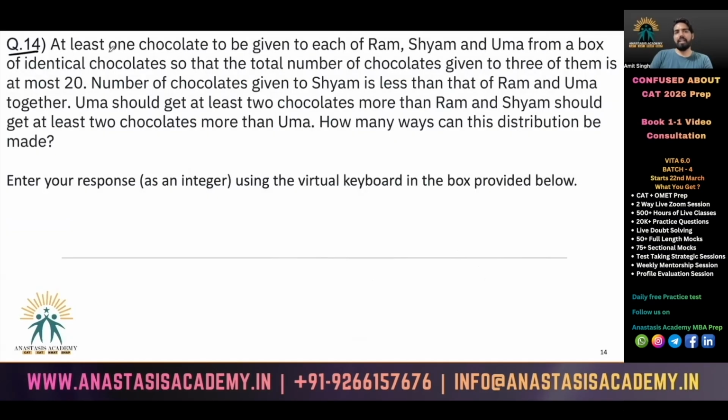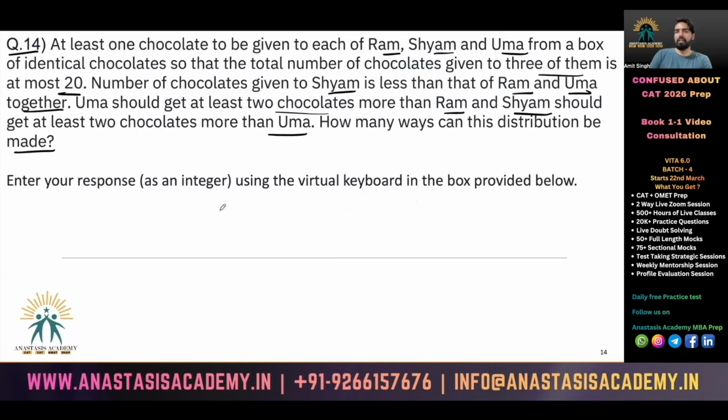Let's look at this question. At least one chocolate is to be given to each of Ram, Shyam, and Uma from a box of identical chocolates so that the total number of chocolates given to the three of them is at most 20. The number of chocolates given to Shyam is less than that of Ram and Uma together. Uma should get at least two chocolates more than Ram, and Shyam should get at least two chocolates more than Uma. How many ways can this distribution be made?